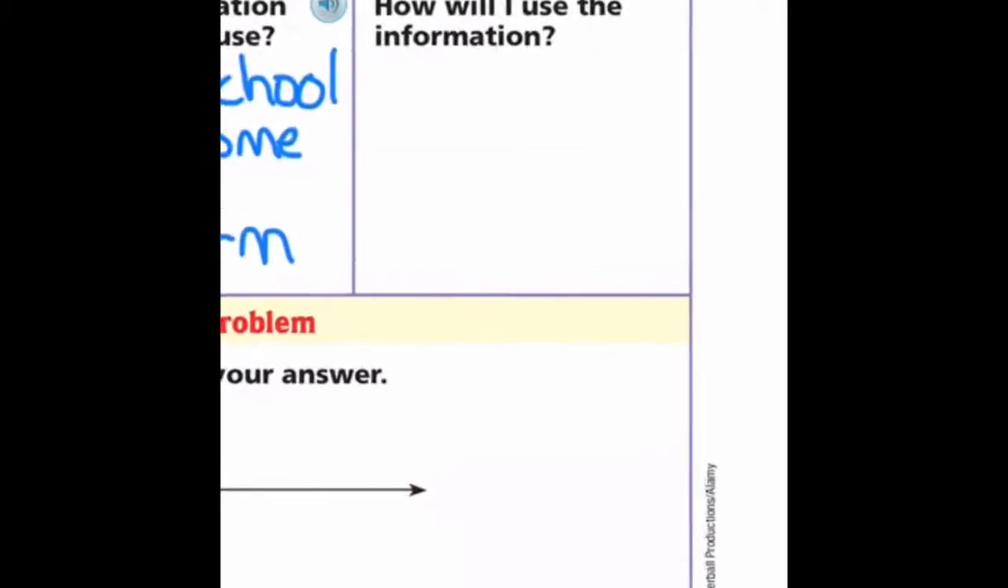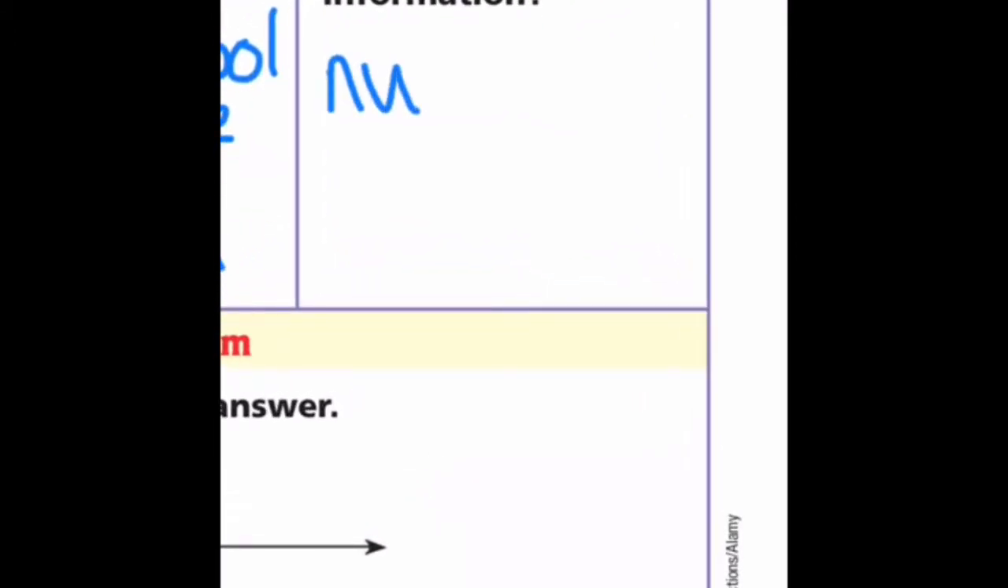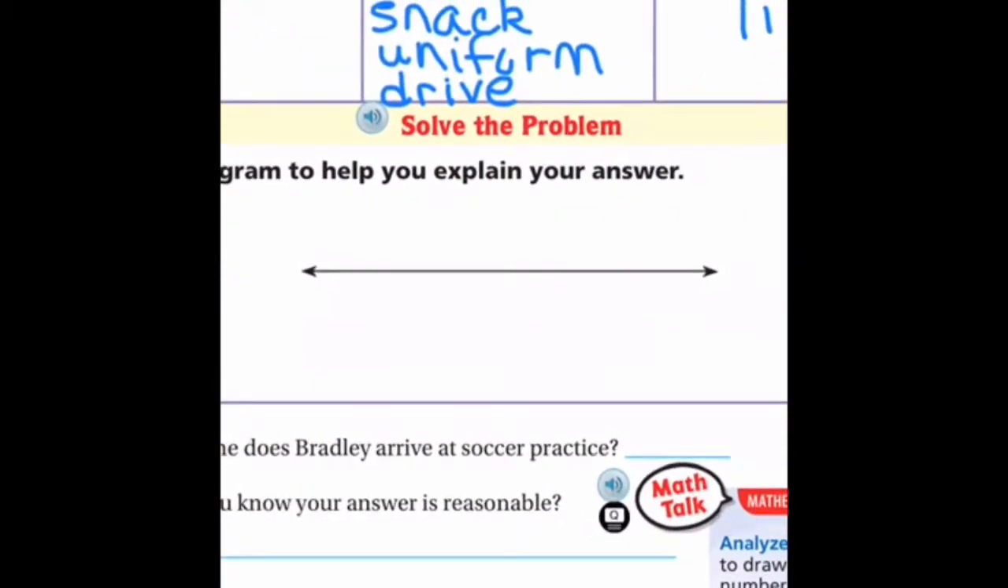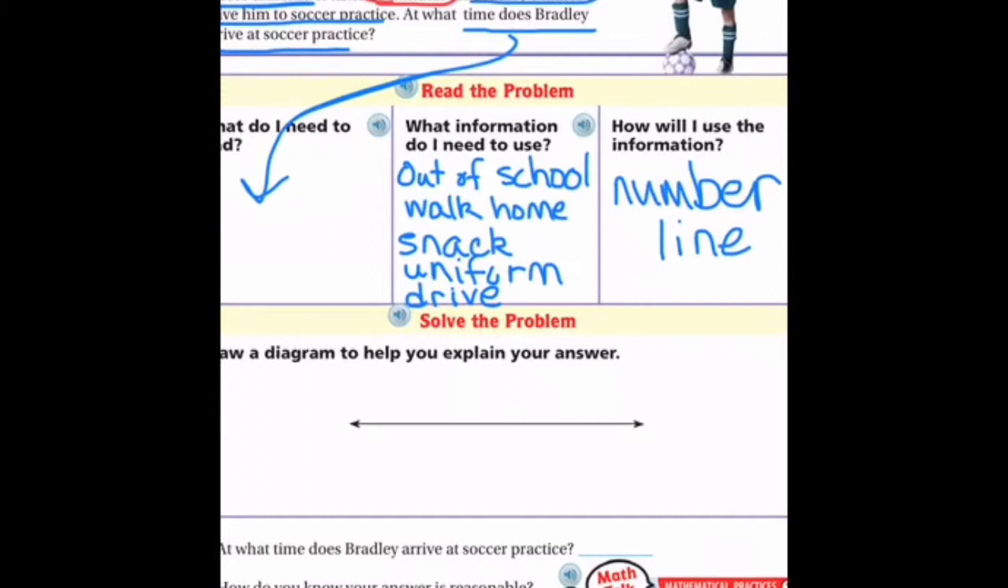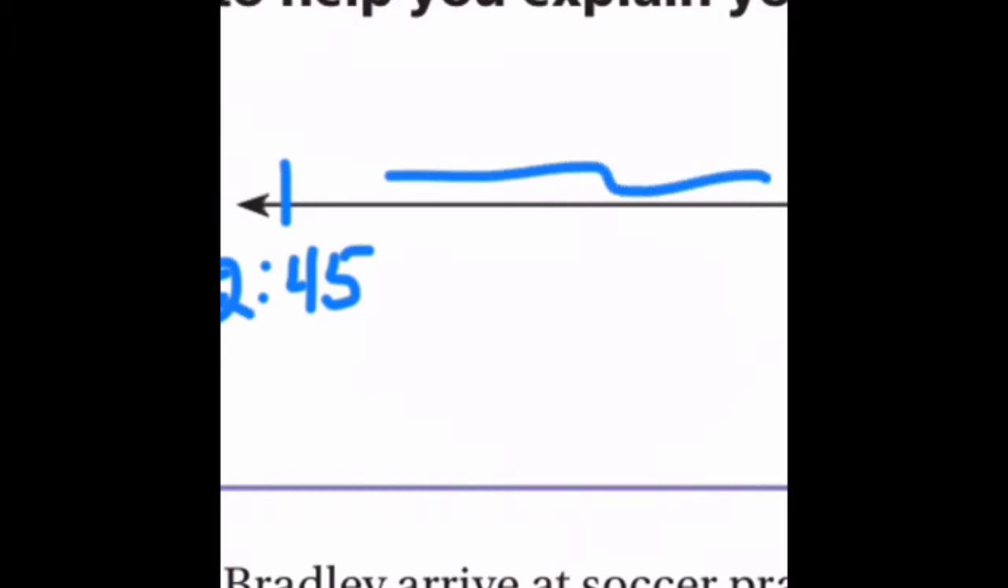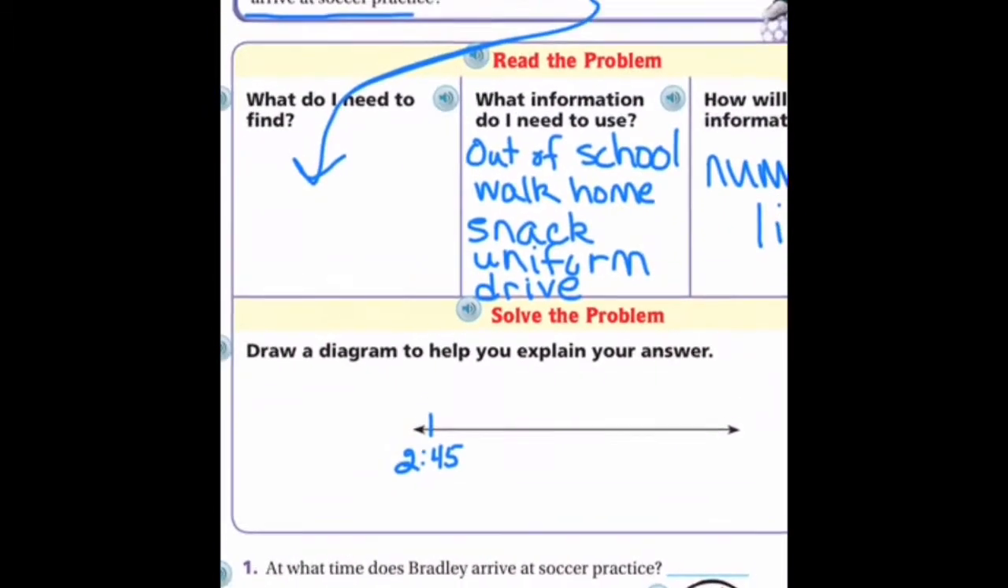How will I use the information? We're going to make a number line. Okay, we'll make a number line, and that's how we'll use the information. So we're going to draw a diagram down here to explain our answer. It said Bradley gets out of school at 2:45. The final question: what time does Bradley arrive at soccer practice? So the 2:45 is the beginning for us. So we'll write 2:45 here because we know he'll get to soccer practice later on, right? Somewhere over here, okay?